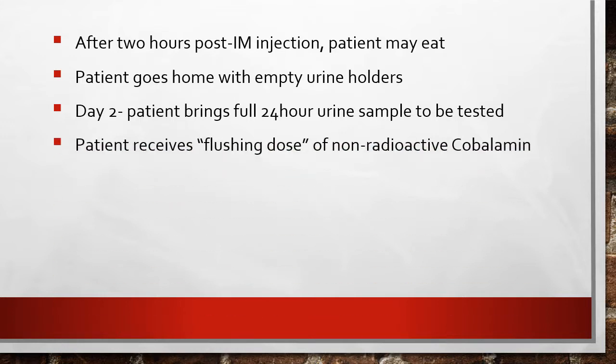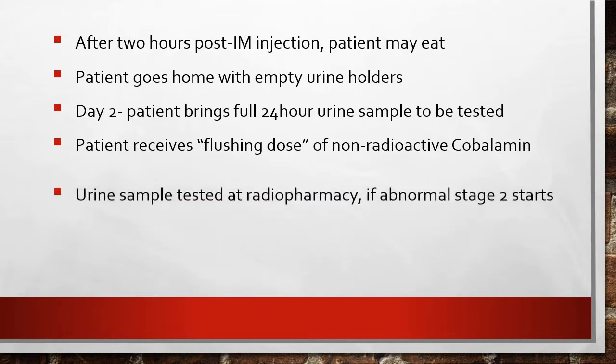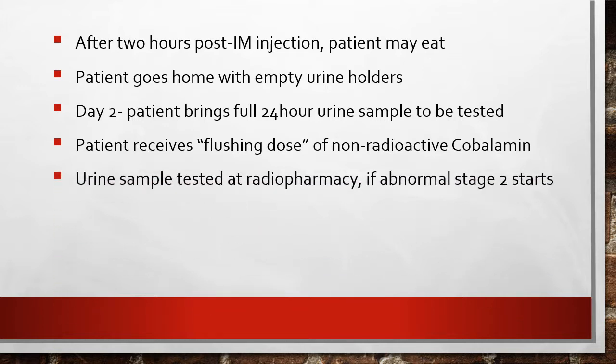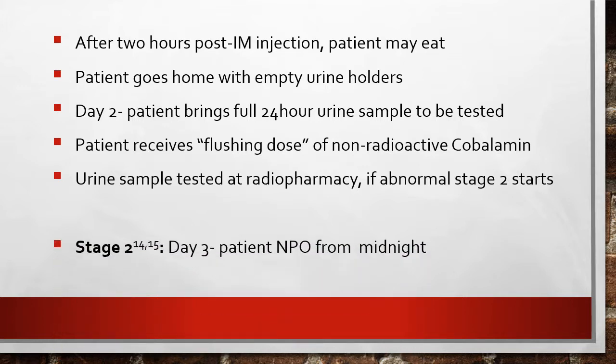The patient is then given a second intramuscular injection of non-radioactive cobalamin. This is a flushing dose that will remove or flush out any residual radioactivity that can be mobilized, and also to prepare the patient for the second test if the first test was abnormal. The urine sample is sent to the radiopharmacy to be tested, and if the results are abnormal, then the patient has to come back on day 4. On day 3, stage 2 starts, where the patient has to fast from midnight for the second test the next day.